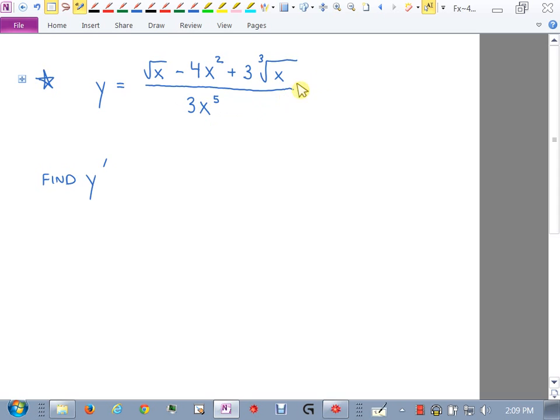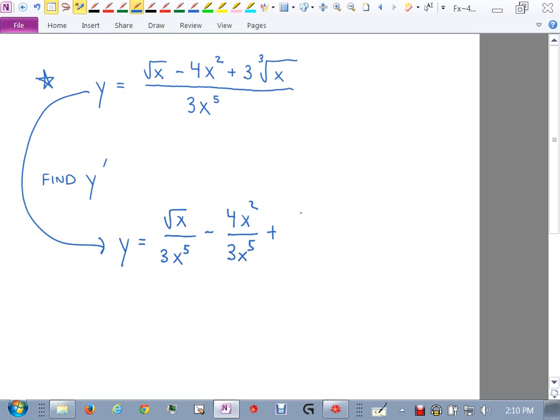Yes, in some way you can bring this to the top. If you have a single term in the bottom and multiple terms on top for a fraction, what can you do? Break it apart, right? So I can rewrite this. I'm rewriting. I'm not finding the derivative yet. I'm rewriting this as the square root of x over 3x to the fifth minus 4x squared over 3x to the fifth plus 3 cube roots of x over x to the fifth. Do you all follow that logic here? No, I'm missing a 3 on the bottom there.